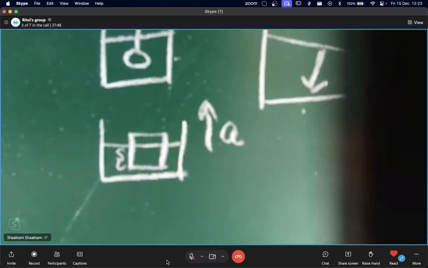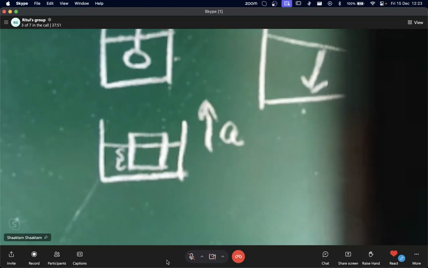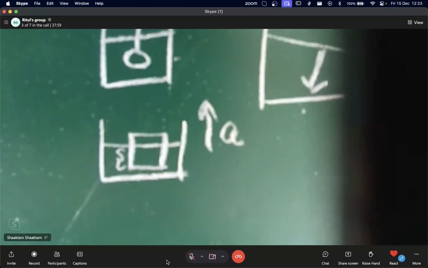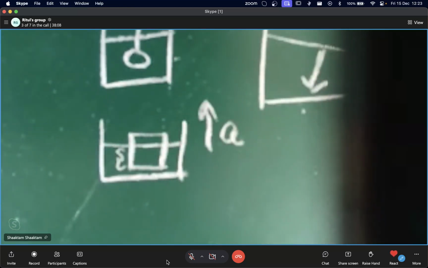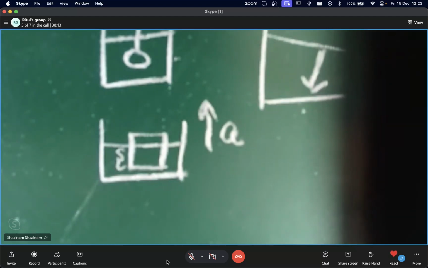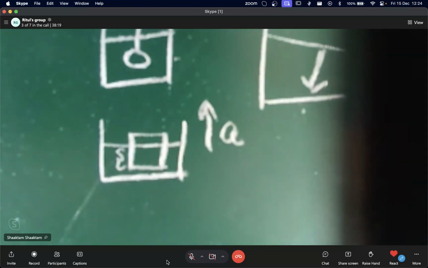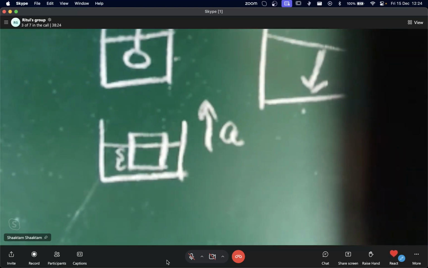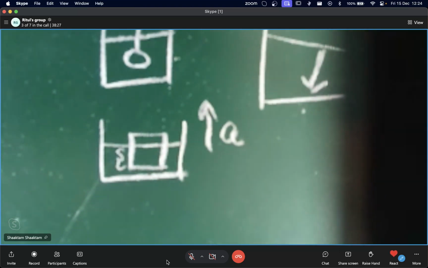Okay. Ishita, what say you? It would not change. And why so, Ishita? Because it's moving with acceleration a upwards, so there is some acceleration, right?